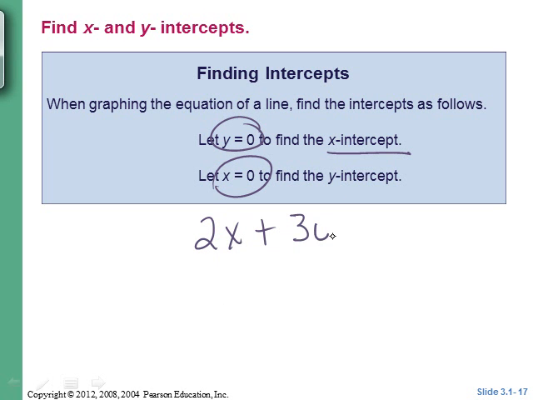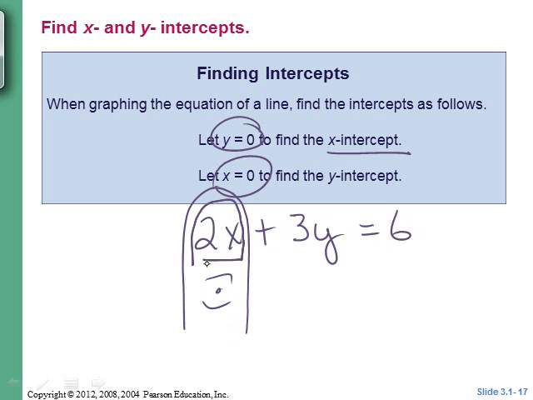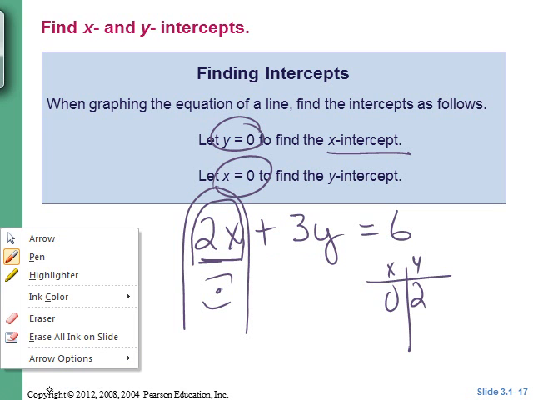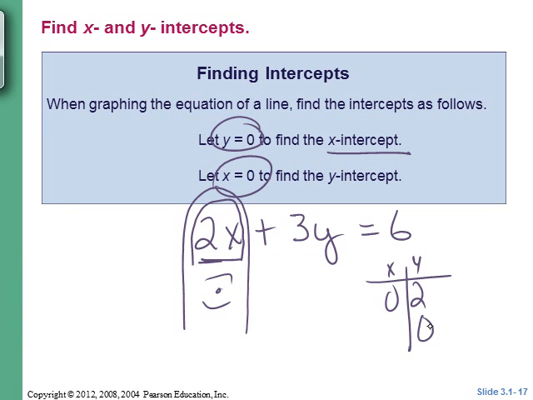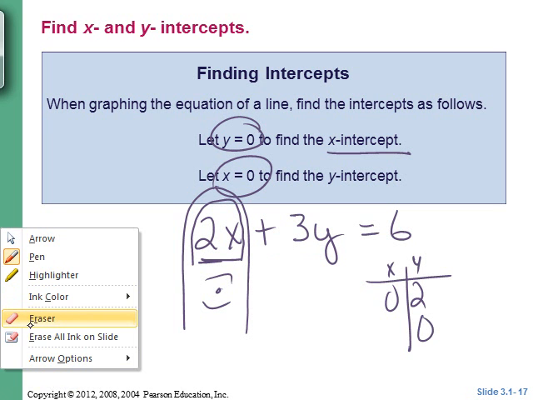plus 3y equals 6. So when I let x be 0, basically what I do is I take my finger and I cover up the 2x. I'm just showing you that I covered up. So in other words, x is 0. Y would be 2. Why? Because that first part is missing, and so you have 3y is 6.